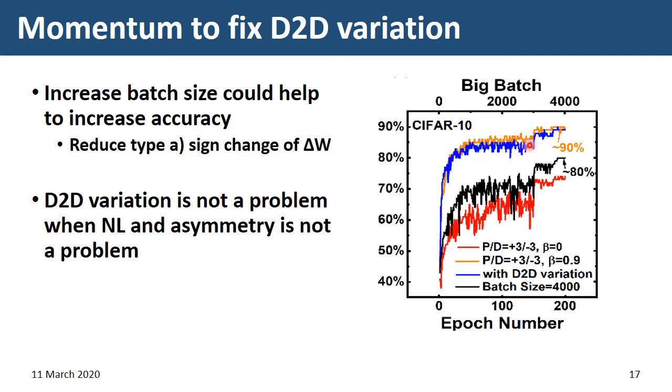And then even with the device-to-device variation, the blue curve, we can still achieve about 90% accuracy. So we can argue that device-to-device variation is not a big problem.